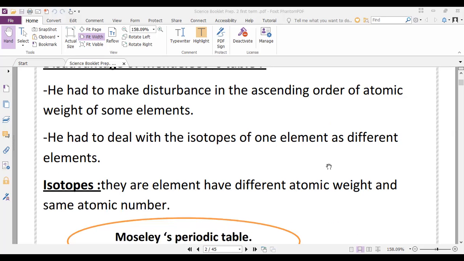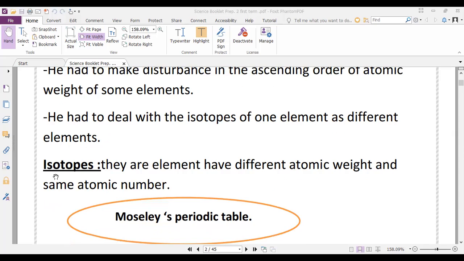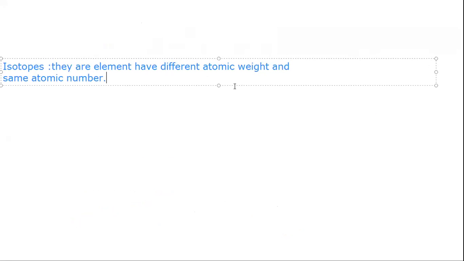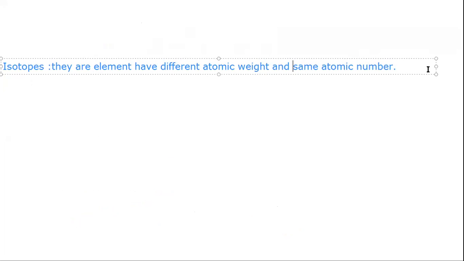So what's meant by isotopes? Isotopes are elements that have different atomic weights, but they have the same atomic number. Listen to me. What's meant by isotopes? They are elements that have different atomic weight, but they have the same atomic number.